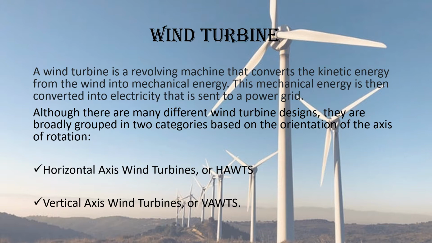Wind turbines span a wide range of sizes, from small rooftop turbines generating less than 100 kilowatts up to large commercial wind turbines in the megawatt power range, many of which operate in large clusters called wind farms. They are broadly grouped in two categories based on the orientation of the axis of rotation. First one, horizontal axis wind turbines or HAWTs. Second one, vertical axis wind turbines or VAWTs.